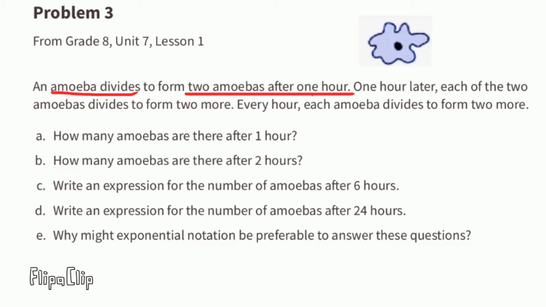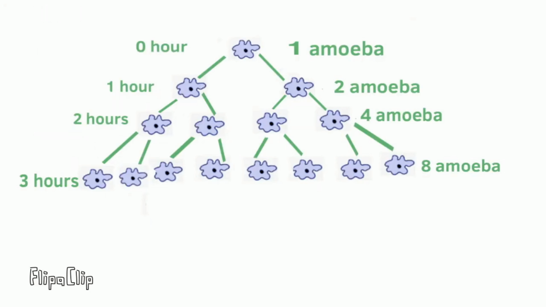An amoeba divides to form 2 amoebas after 1 hour. 1 hour later, each of the 2 amoebas divides to form 2 more. Every hour, each amoeba divides to form 2 more. If we sketch this out, we'll have a better visual. Hour 0, we start with 1 amoeba. After 1 hour, there's 2 amoeba. After 2 hours, there's 4 amoeba. And after 3 hours, there's 8 amoeba.